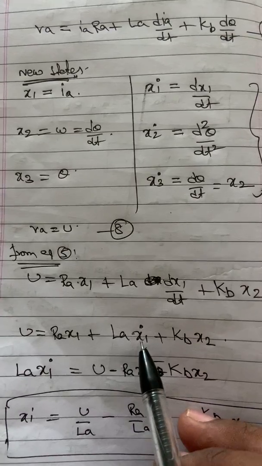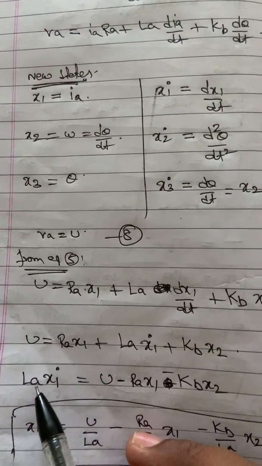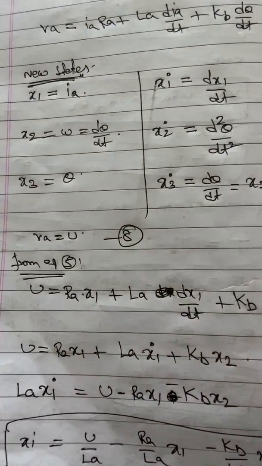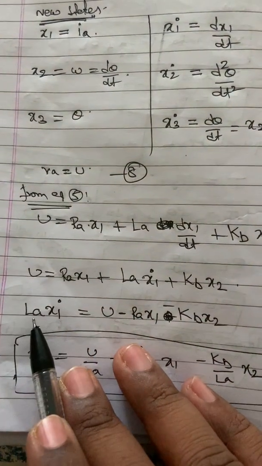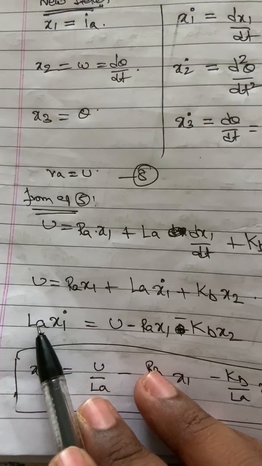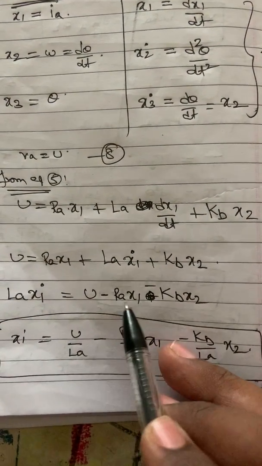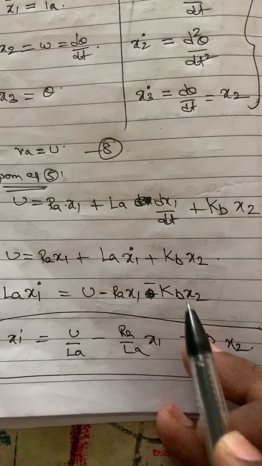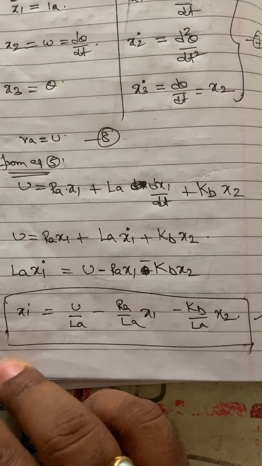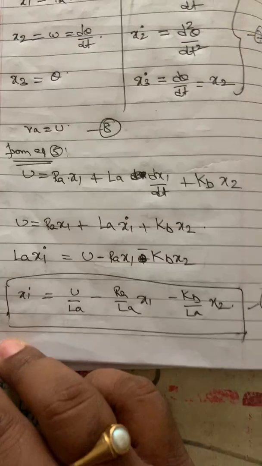Keeping this LA x1 dot here and taking the RA and KB terms to that side, you have LA x1 dot is equal to U minus RA x1 minus KB x2. Dividing this equation by LA, we have x1 dot is equal to U by LA minus RA by LA into x1 minus KB by LA into x2. This is the state equation, in terms of first order differentiation.